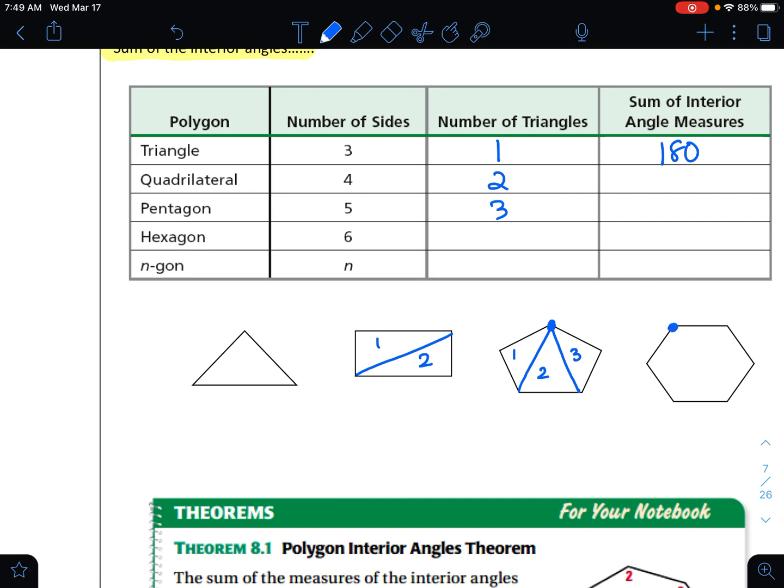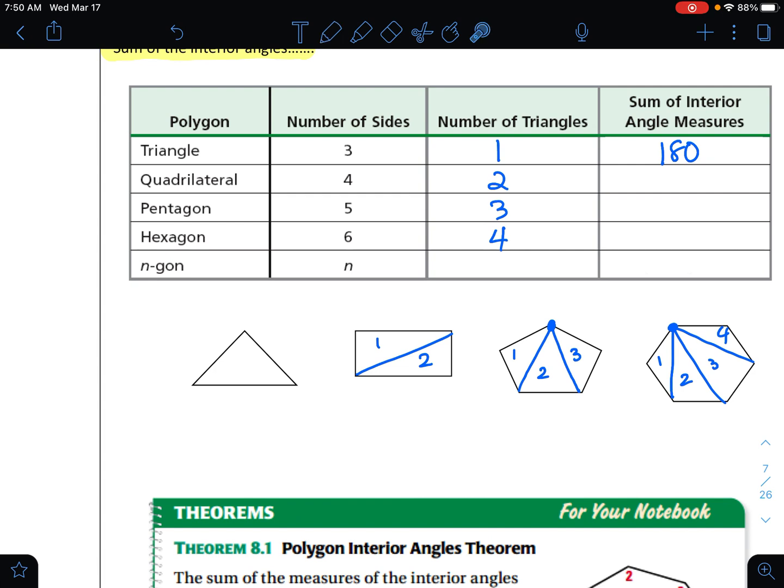Pick a vertex, I'll just pick this one, and I'm going to draw as many diagonals as I can. I can put one there, I can put one there, and then I can put one there. So I have 1, 2, 3, 4. So back up to my table, there are 4 triangles.